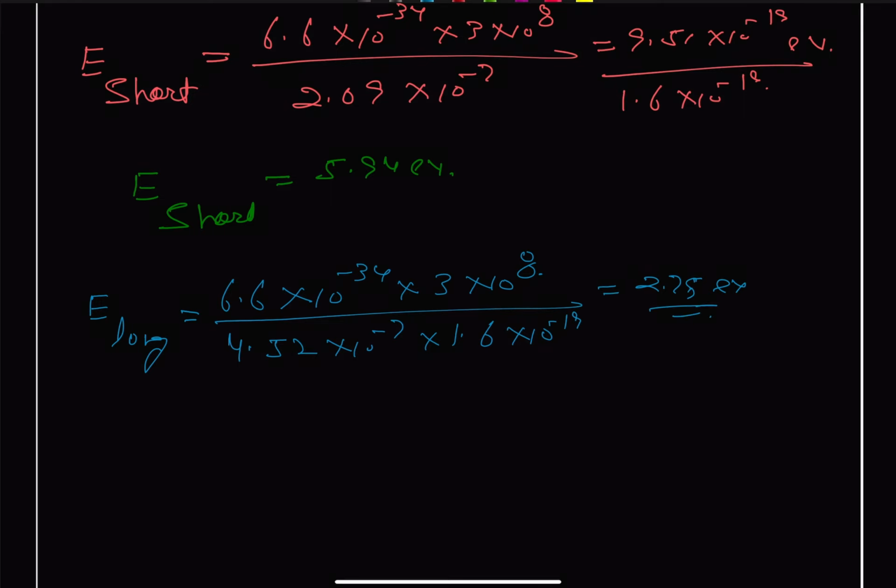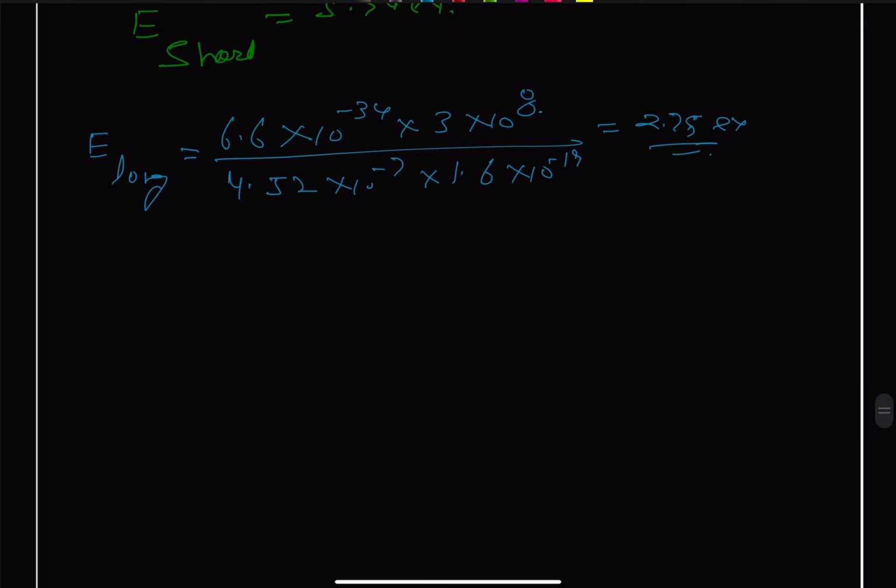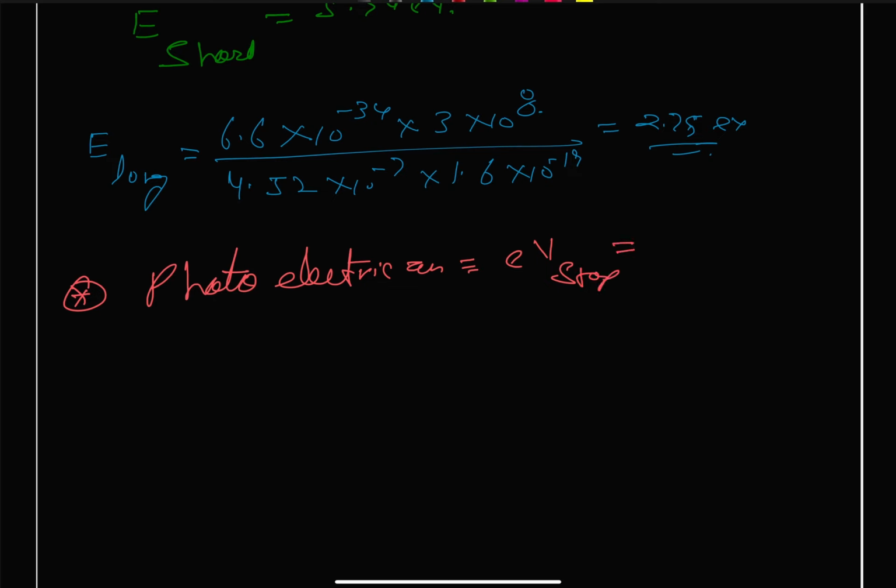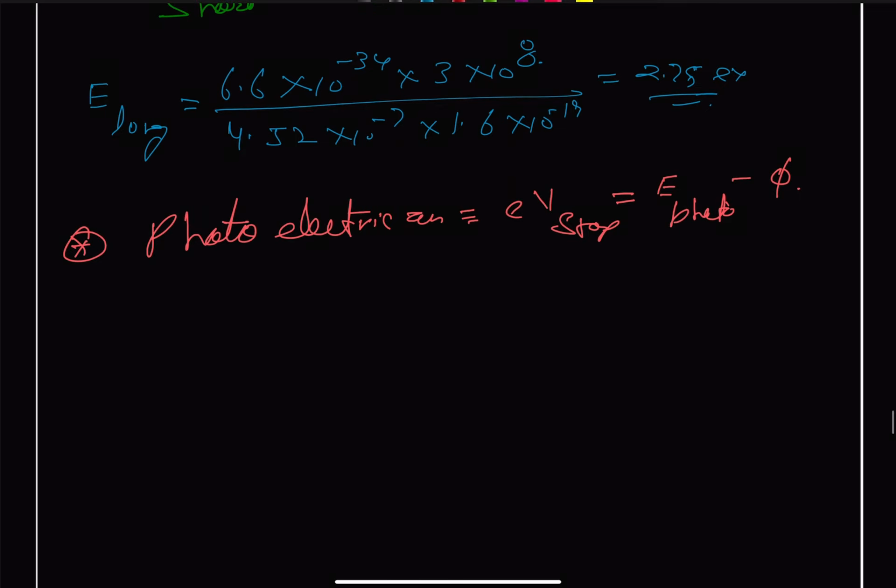And the relationship between the work function and the photoelectric equation we already know. So we can write the photoelectric equation, which gives us E times stopping potential will be equal to energy associated with the photon minus work function. And the stopping potential for the short is given to us.